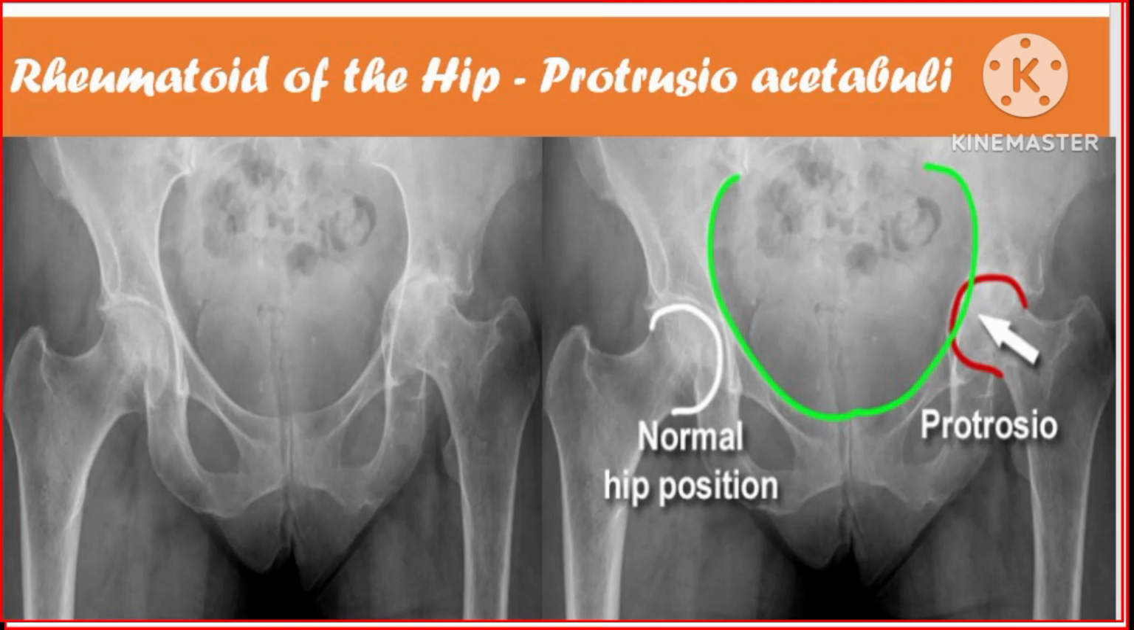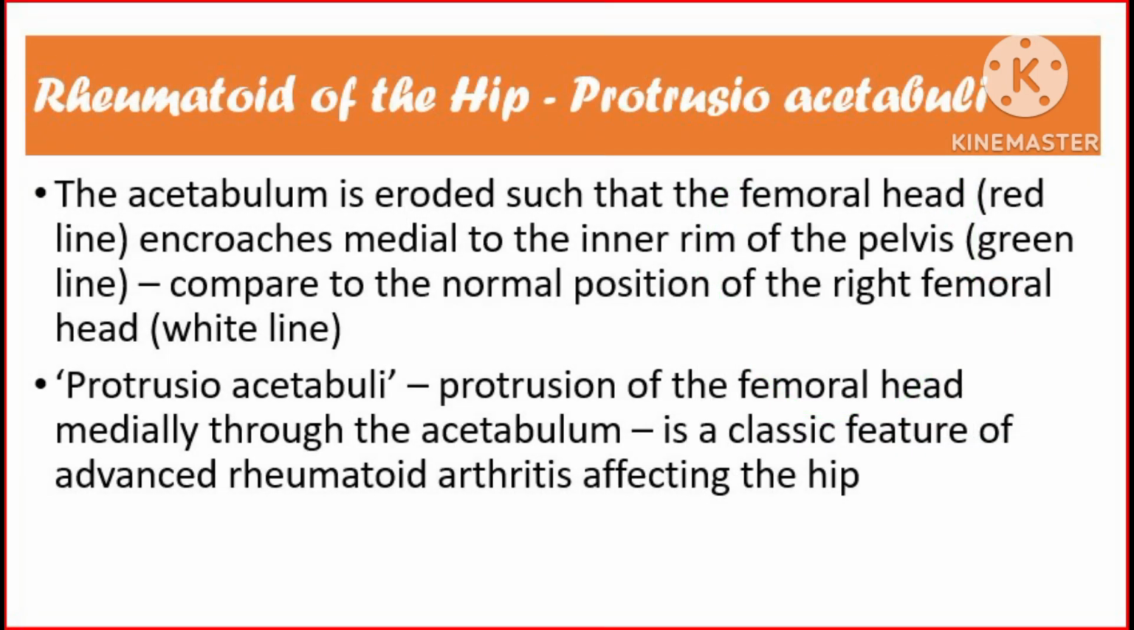Rheumatoid of the hip, protrusio acetabuli. The acetabulum is eroded such that the femoral head, red line, encroaches medial to the inner rim of the pelvis, green line, compared to the normal position of the right femoral head, white line. Protrusio acetabuli, protrusion of the femoral head medially through the acetabulum, is a classic feature of advanced rheumatoid arthritis affecting the hip.